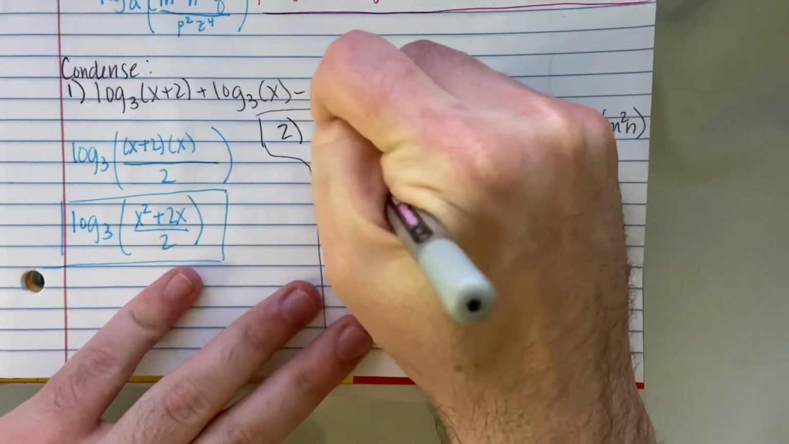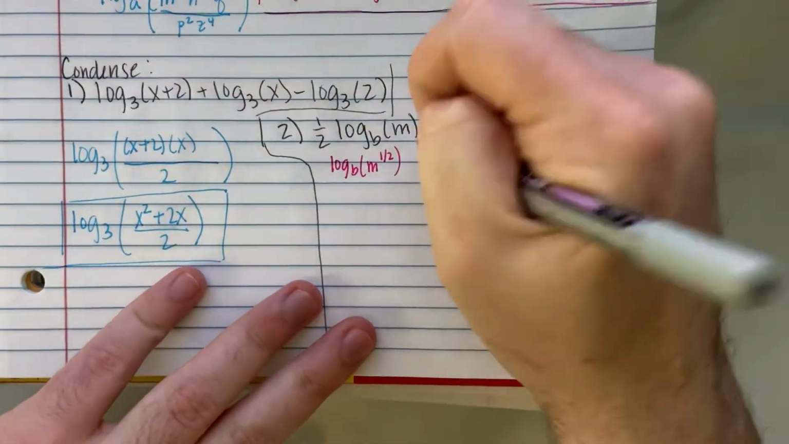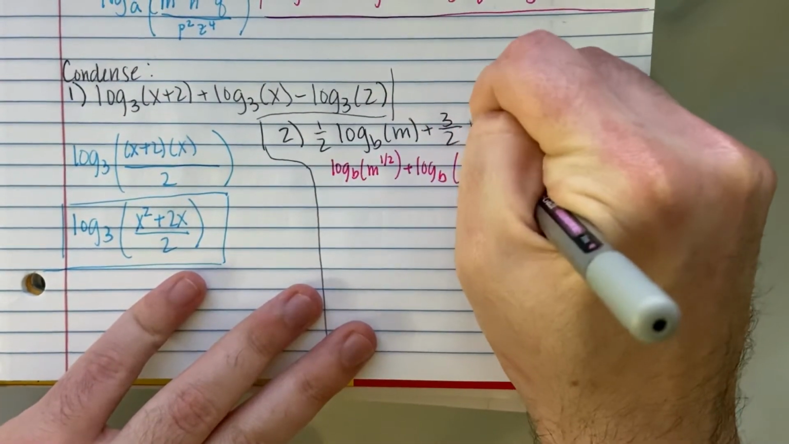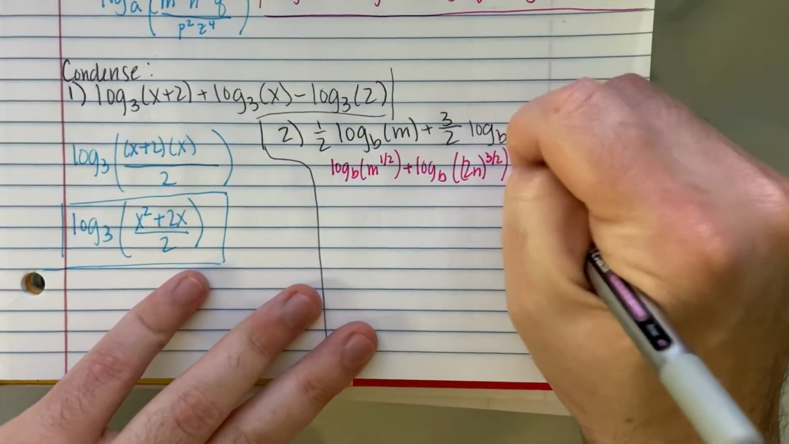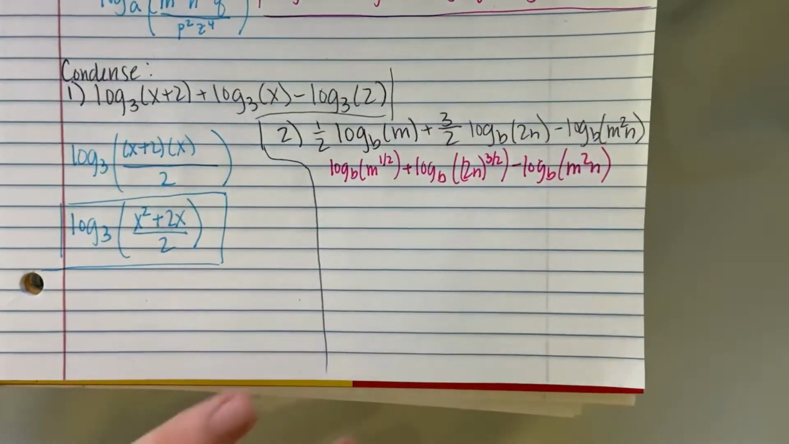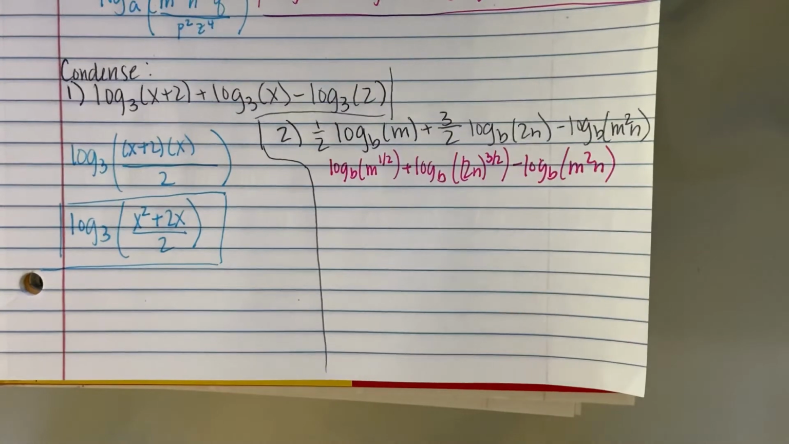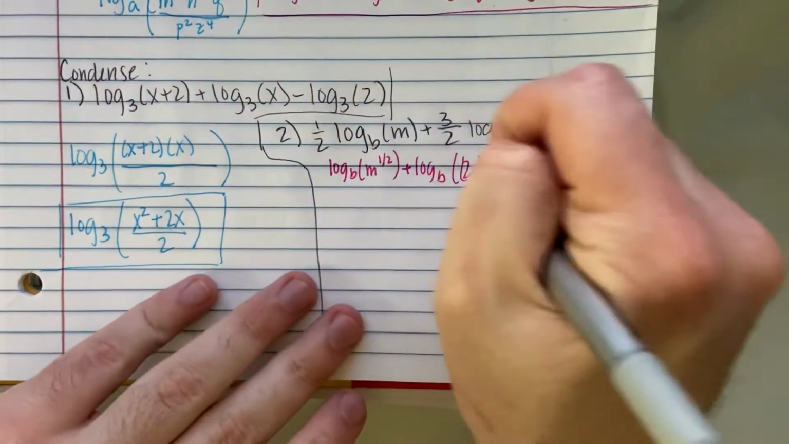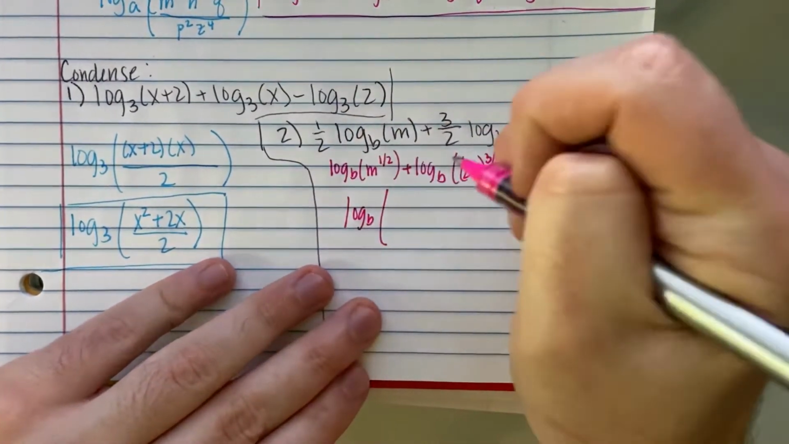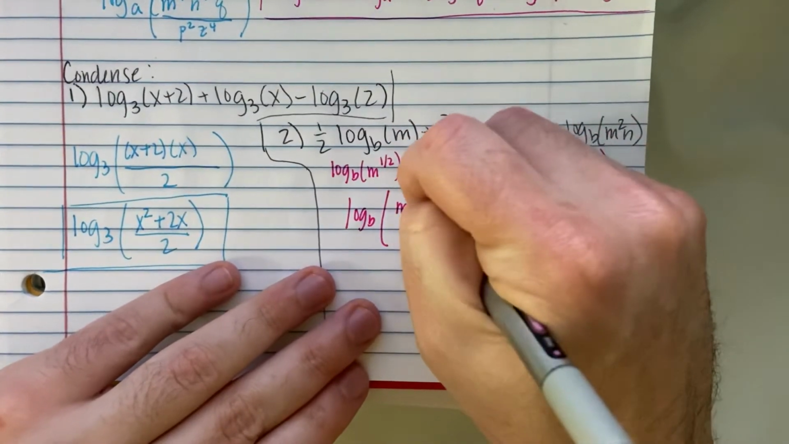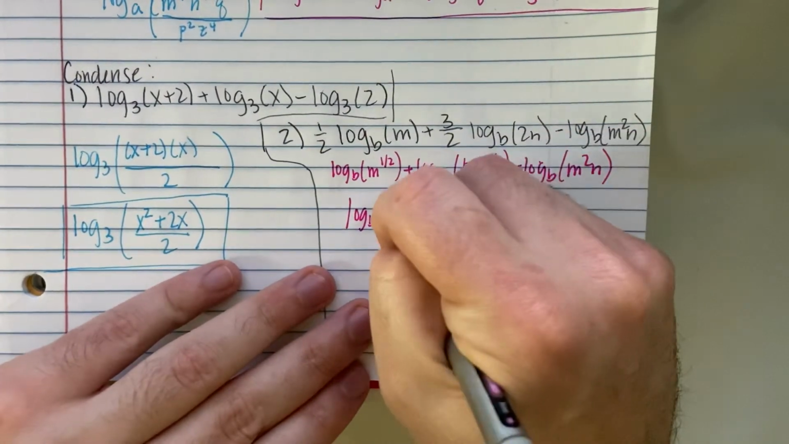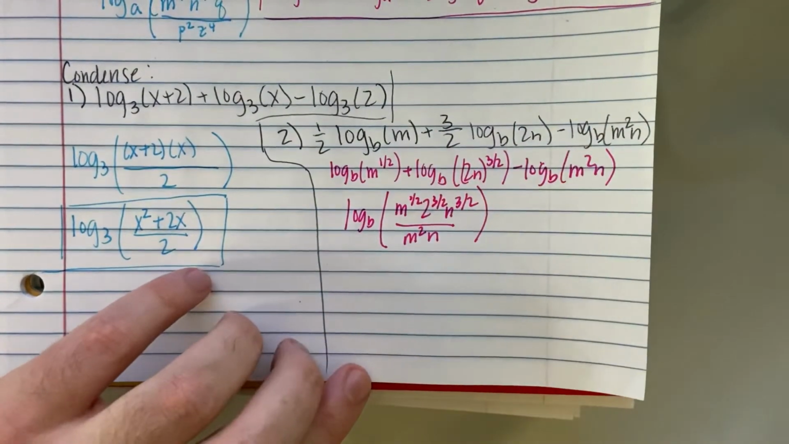So log base b of m to the 1/2 plus log base b of 2n to the 3/2, and then this last one, it doesn't have any power. Log base b of m squared n. Again, anything that's positive goes in the numerator, negative in the denominator. I'm going to also distribute this 3/2 power to both things. So we have log base b of m to the 1/2, 2 to the 3/2, n to the 3/2, over m squared n, because that one has a minus, it goes in the denominator.